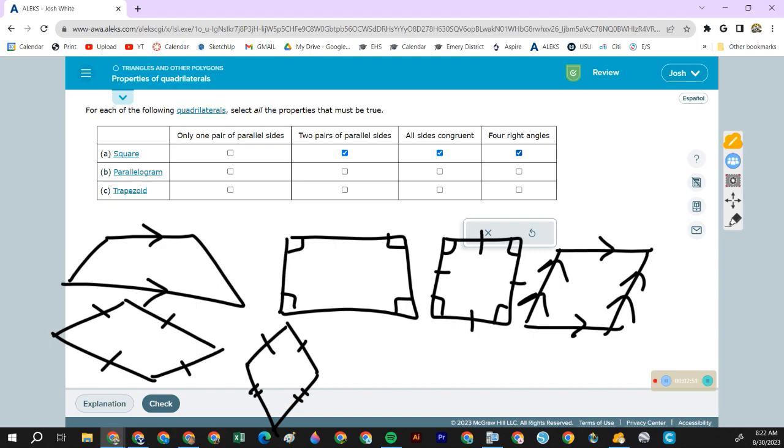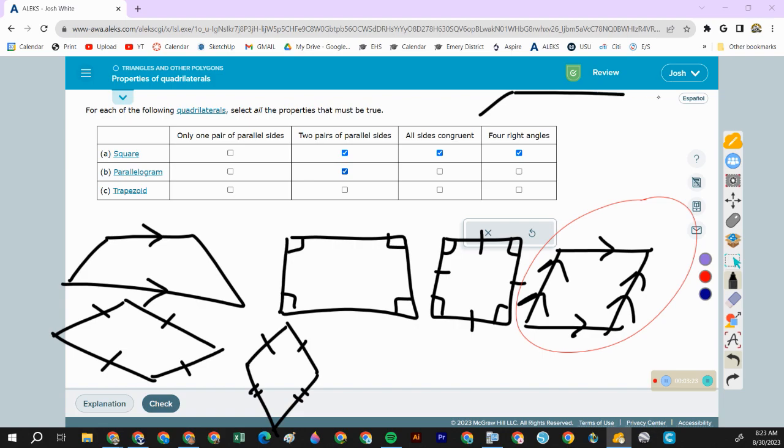Okay. What about a parallelogram? Does a parallelogram have only one set of parallel sides? Well, here's a parallelogram right here. Does it have only one set of parallel sides? No, it has 2 sets. Are all sides congruent in a parallelogram? Well, the one I drew kind of looks that way, but what if this was our parallelogram? Are all sides congruent? No.